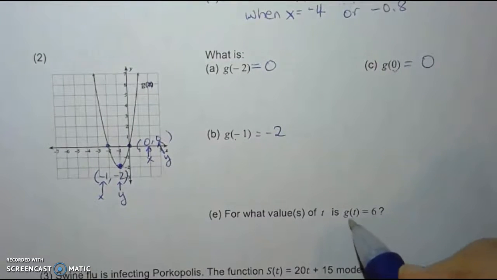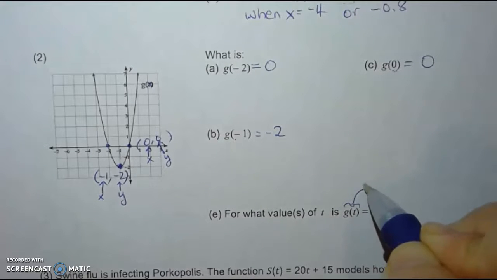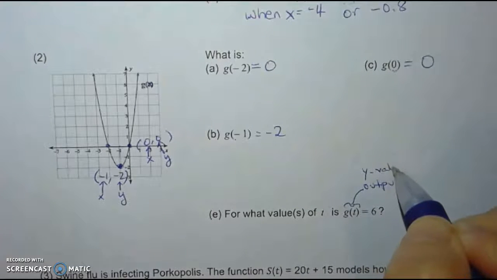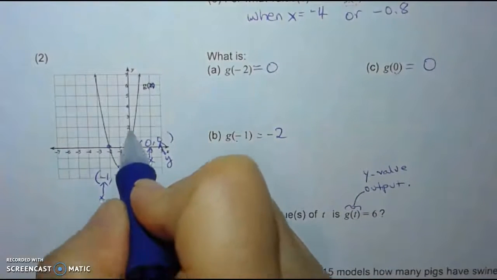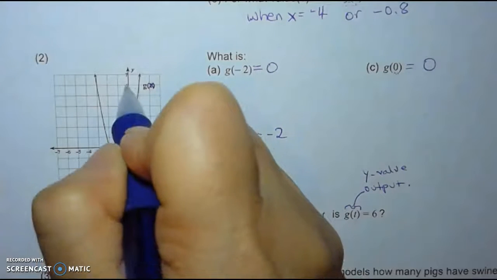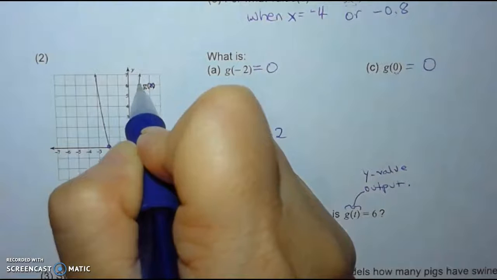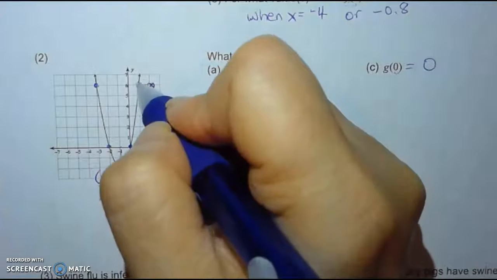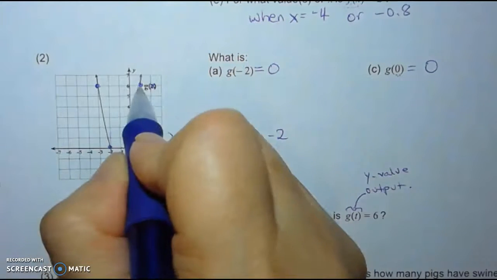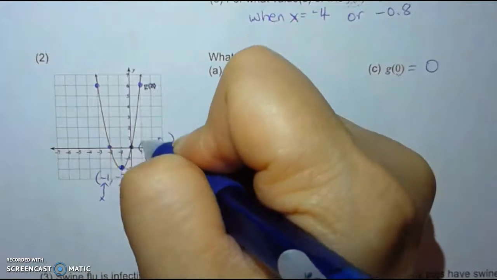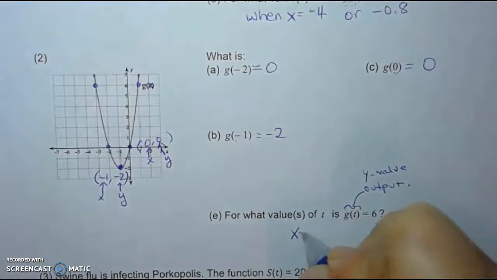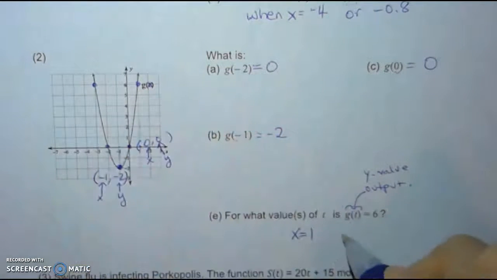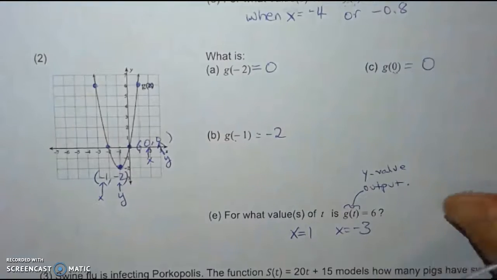To do that, this time this is the output, or the y value, is 6. So find my y value, go on to the y-axis, find your y value here, and then there is one point here, and there is another point here. So there are two different points on the graph when the output is 6. So you go straight down, and x is what? X is 1 here, and then straight down to figure out the x is -3 here.